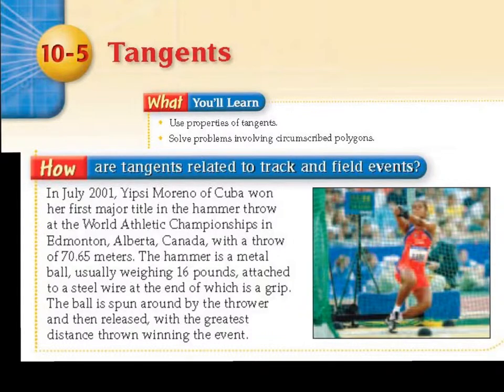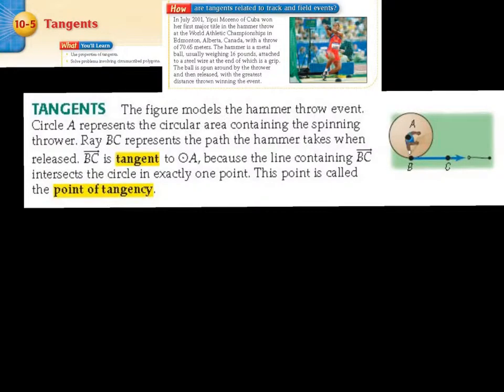In July 2001, Yipsi Moreno of Cuba won her first major title in the hammer throw at the World Athletic Competitions in Edmonton, Alberta, Canada, with a throw of 70.65 meters. The hammer is a metal ball, usually weighing 16 pounds, attached to a steel wire at the end of which is a grip. The ball is spun around by the thrower and released, with the greatest distance thrown winning the event. The figure models the hammer throw event.